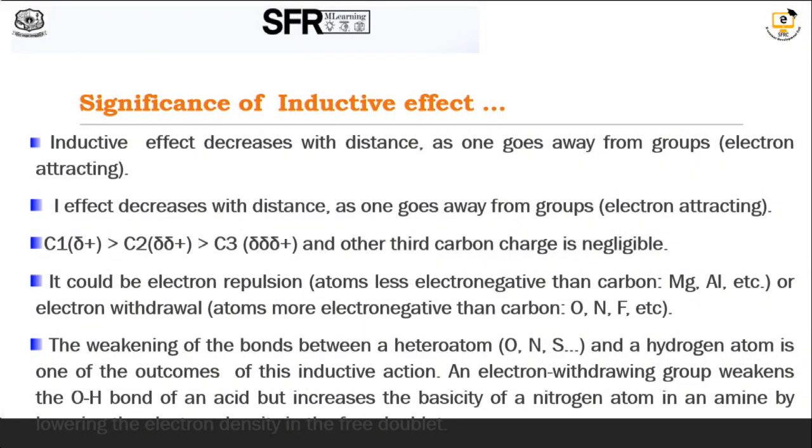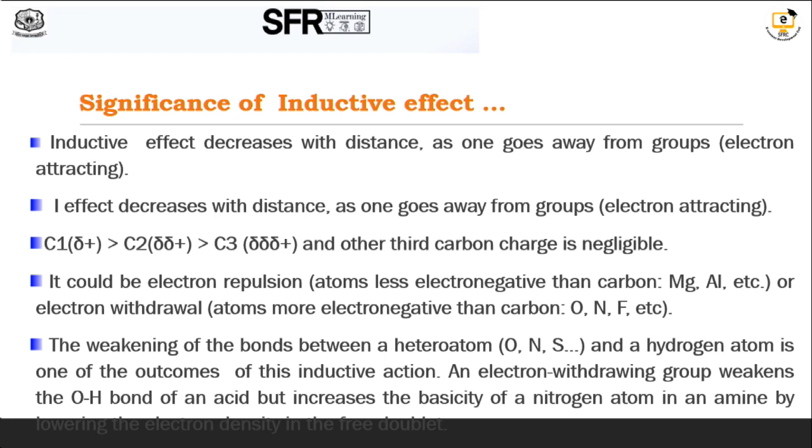This effect decreases with distance as one goes away from groups, that is electron attracting groups. Actually, if you are having more than 2 or 3 carbons in the chain, C1 is having more electropositive character, that is del plus, and next comes C2, next comes C3, and at the third carbon the charge is negligible.